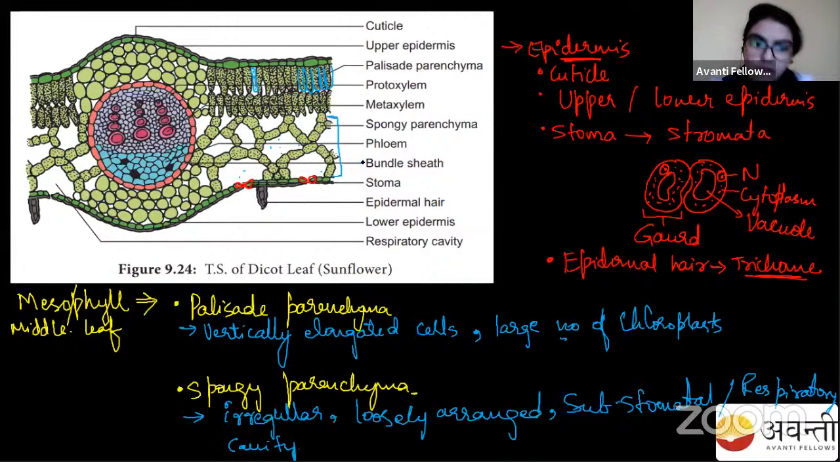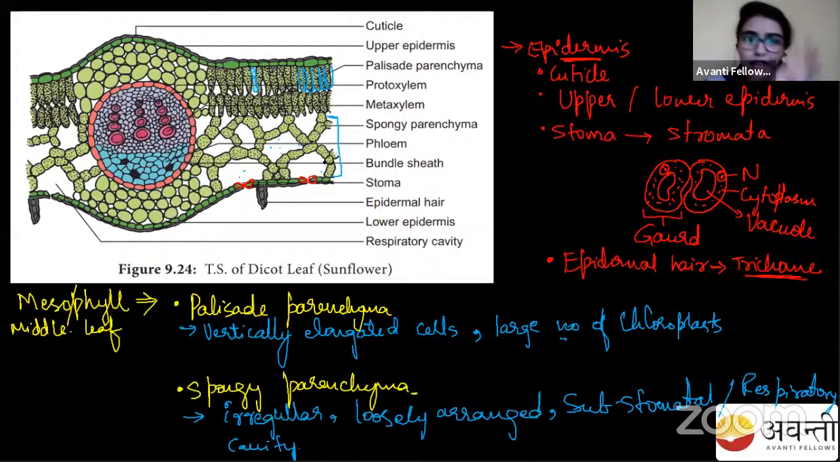Okay, so this is about the mesophyll. Before this, what did we talk about? We talked about the skin, that is the epidermis, upper and lower epidermis with the cuticle and hair and the stomata and everything. And we talked about the mesophyll, that is the middle part of the leaf. There we see palisade parenchyma. Their function is to make the food, that is photosynthesis. They make glucose.